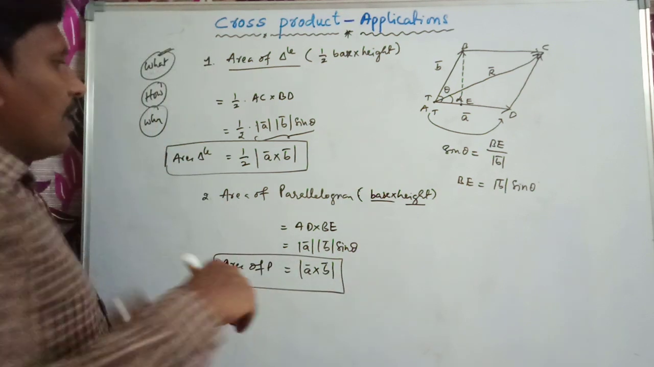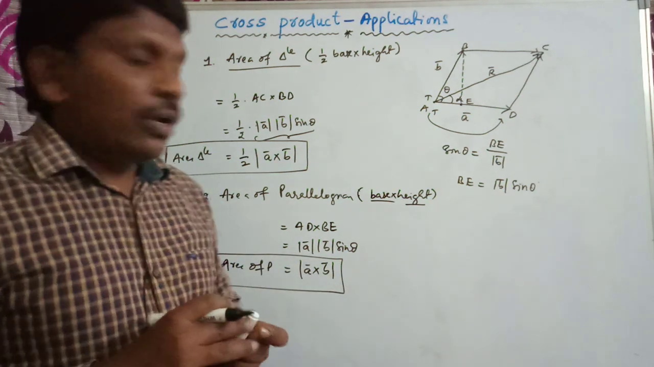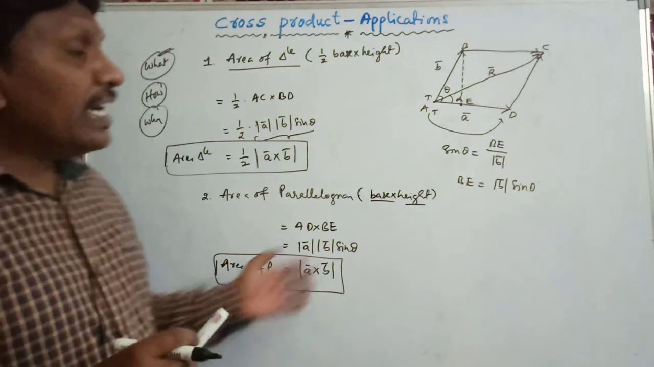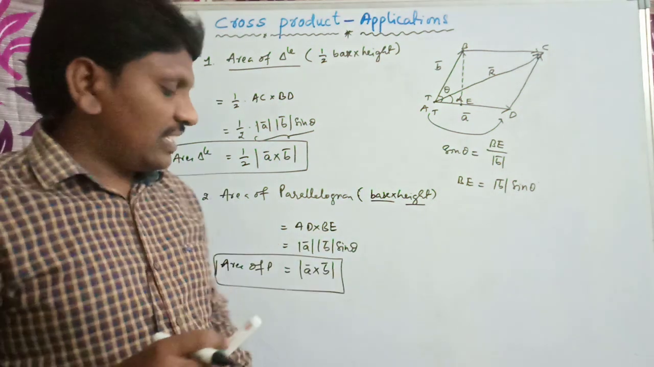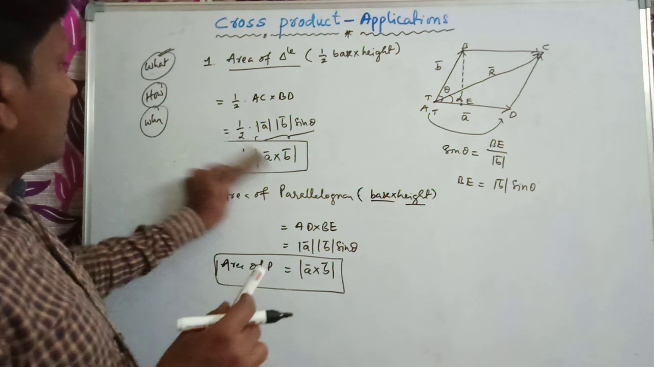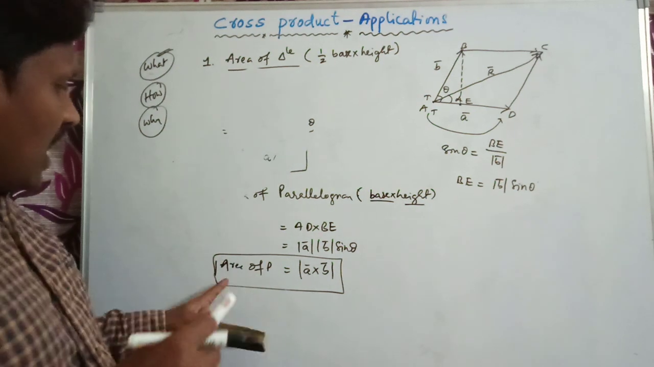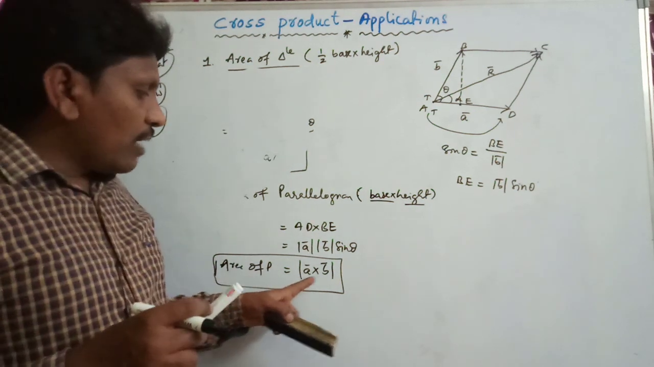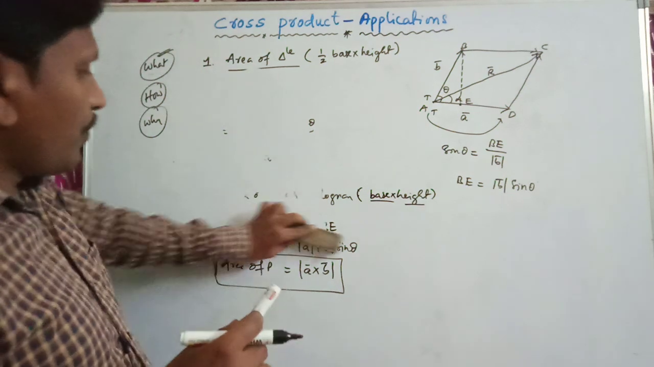Area of the parallelogram. Now let us try to get the area of the parallelogram in terms of diagonals. In terms of diagonals. Now remember, this area of the parallelogram is mod A bar cross B bar.